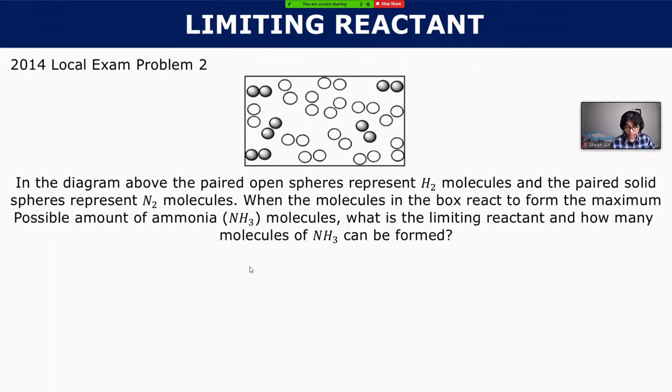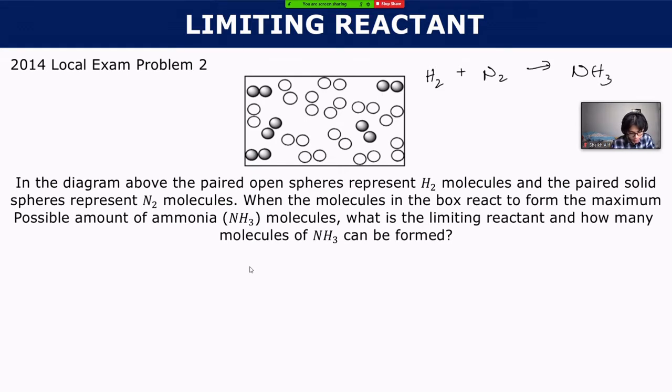Okay, let's look at a practice problem from the test. In the diagram above, the paired open spheres represent H2 molecules and the paired solid spheres represent N2 molecules. When the molecules in the box react to form the maximum possible amount of ammonia molecules, what is the limiting reactant and how many molecules of NH3 can be formed? Okay, so first of all, let's write out the reaction here. It's going to be H2 plus N2, and that forms NH3.